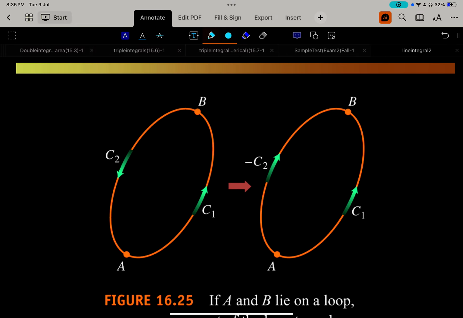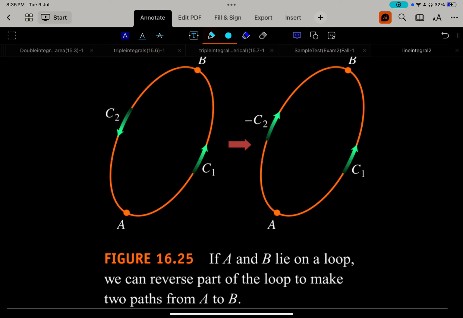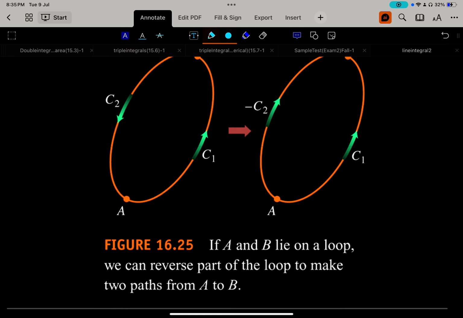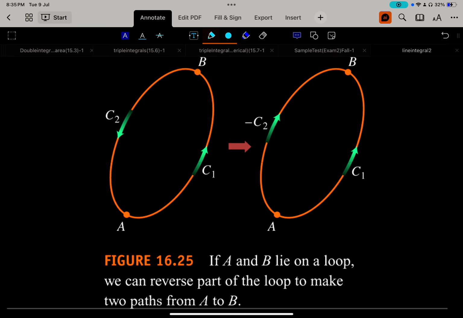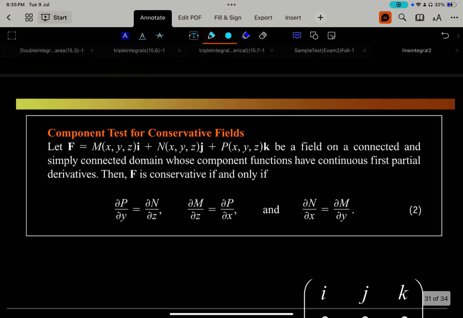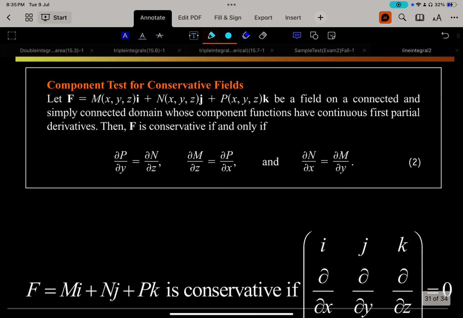So that's basically it. And also the reverse is true. If A and B lie on a loop, we can reverse the path of the loop to make two paths from A to B. And there is a test for conservative fields also.